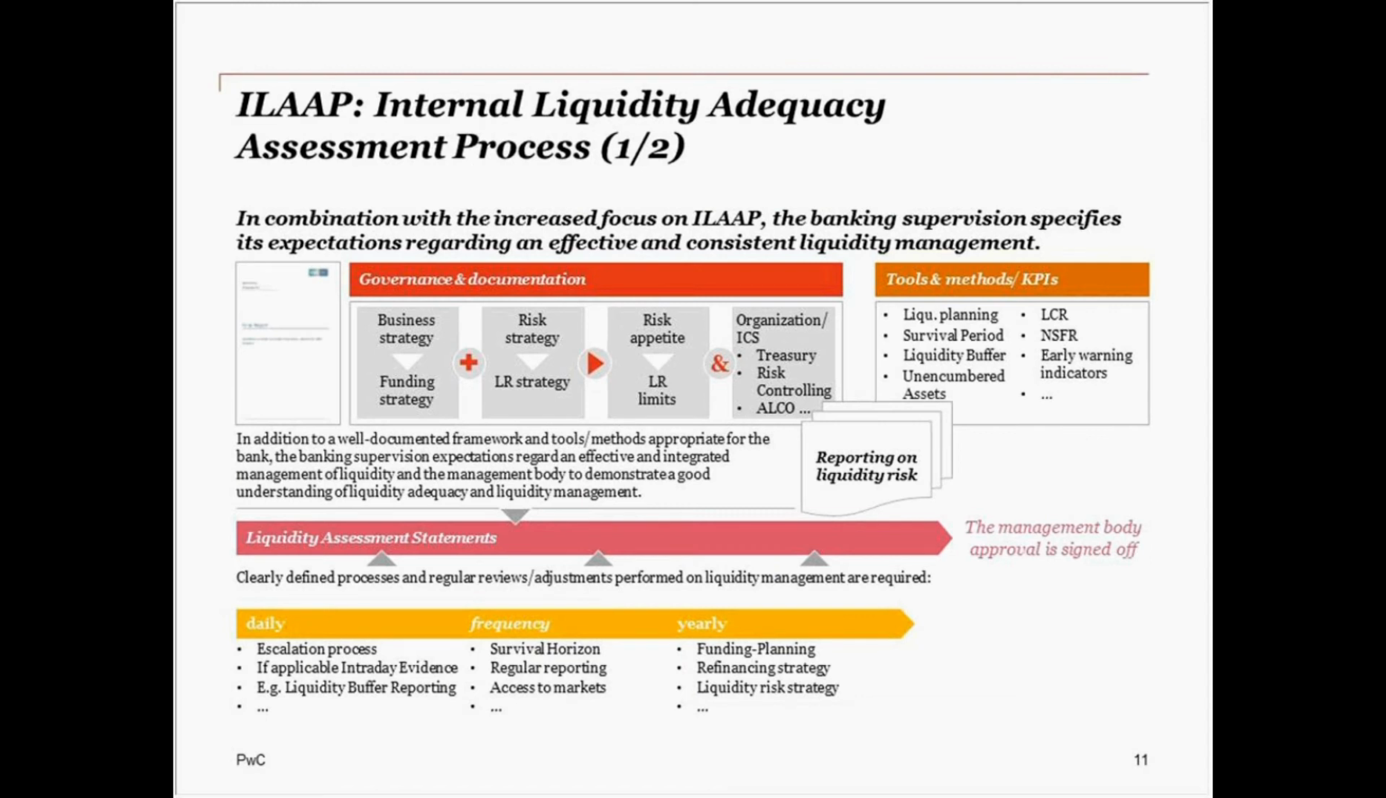Thanks, Alex. And it'll be up to me to spend a few moments now to take you through the last of the 4 pillars of the supervisory review and evaluation process, which is related to the adequacy of liquidity. And of course, the key tool or the key aspect that a supervisor focuses on when looking at the adequacy of a bank's liquidity is the ILAAP, or the internal liquidity adequacy assessment process.